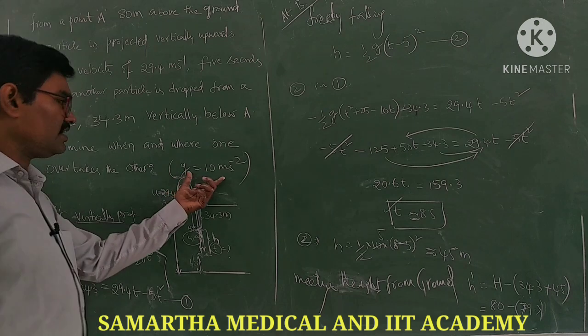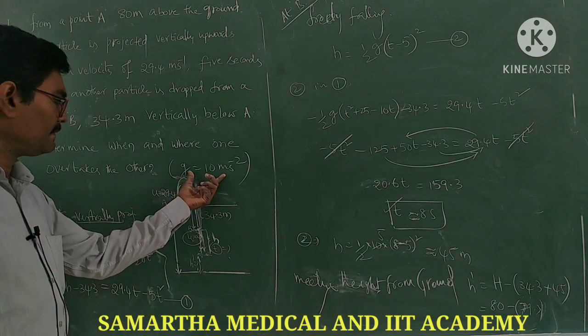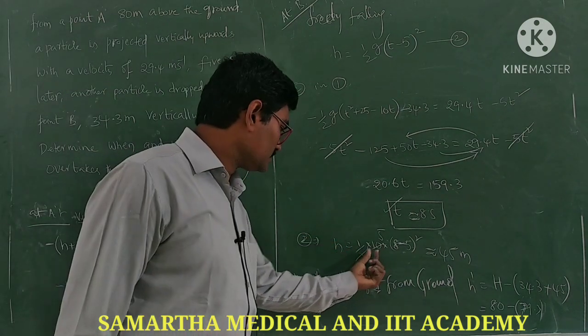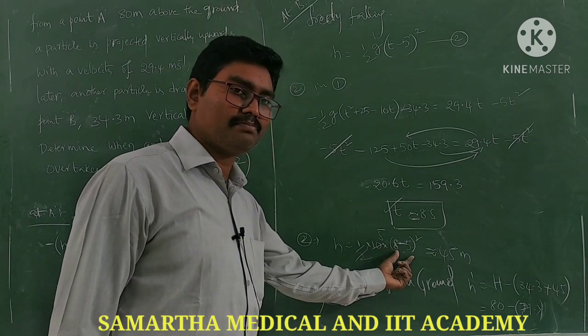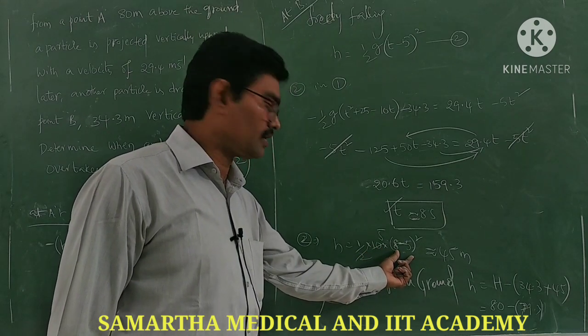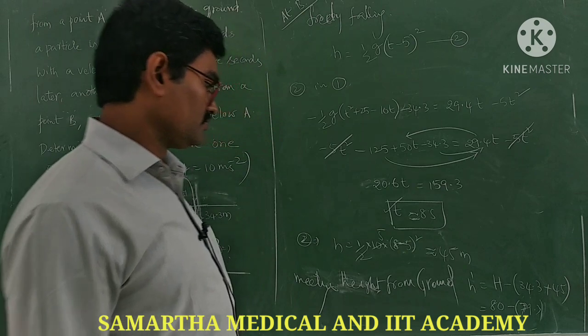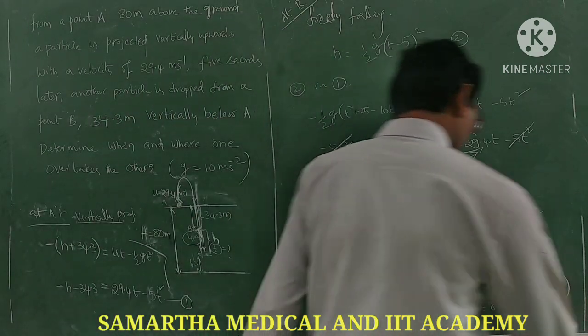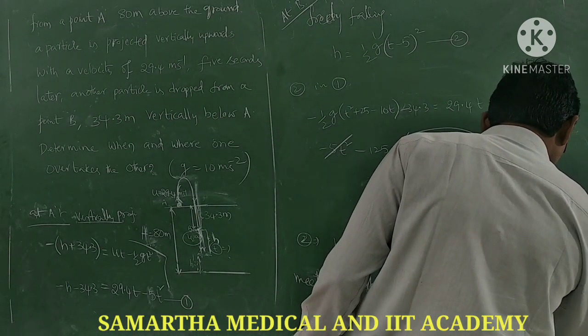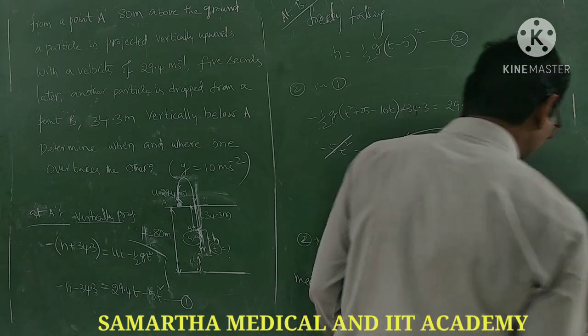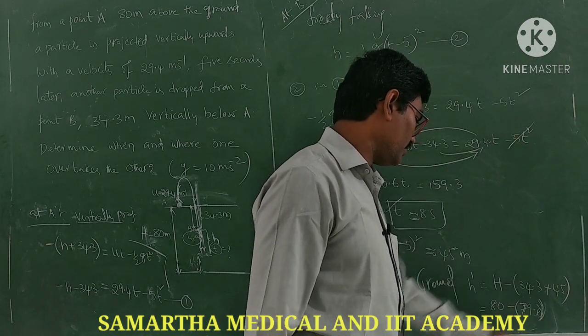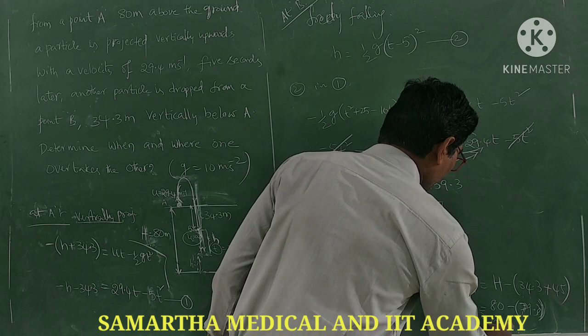g they have given as 10, right? Then it is 1/2 into 10 into 3 square, 9, 45. 80 minus 0.7 is 79.3. At 70 centimeters. 79 only? Sir, 79.3. So 0.7 meter.